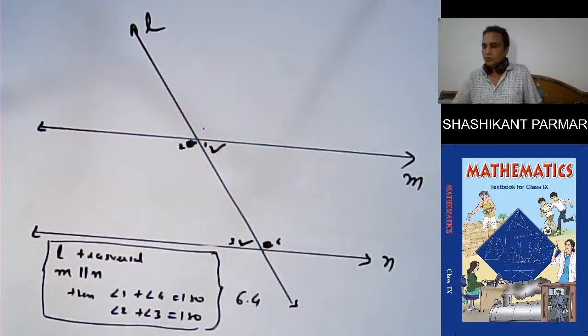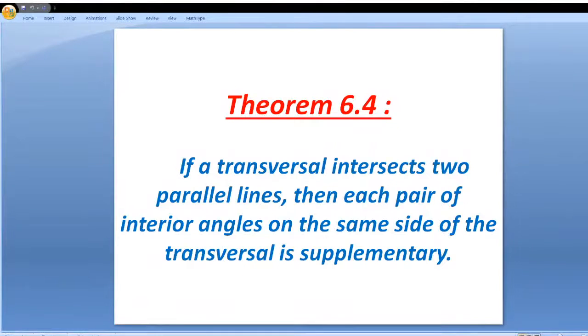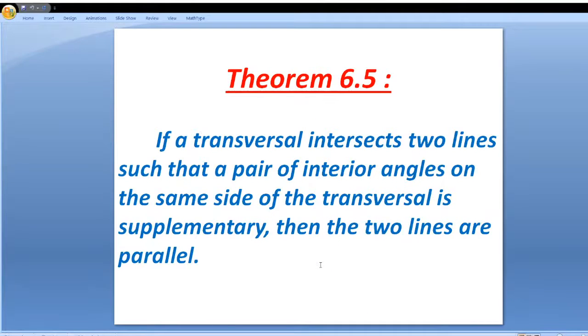Okay, so this is theorem number 6.4, and 6.5 is the vice versa. So if a transversal intersects two lines such that a pair of interior angles on the same side of the transversal is supplementary, then the two lines are parallel.